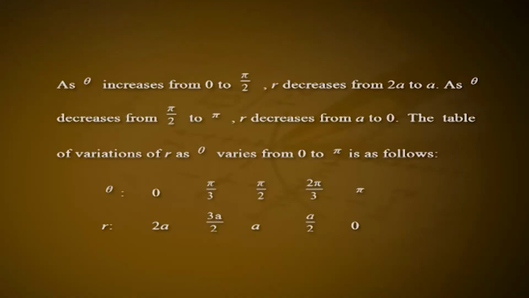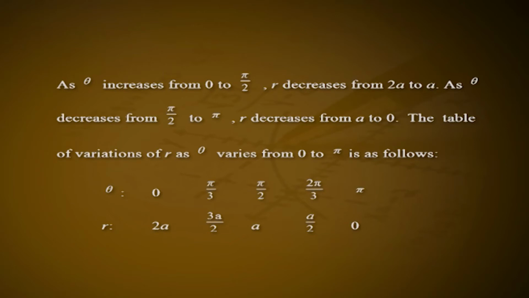As θ increases from 0 to π/2, r decreases from 2a to a. As θ increases from π/2 to π, r decreases from a to 0. The table of variations of r as θ varies from 0 to π is as follows. Values of θ: 0, π/3, π/2, 2π/3, π.